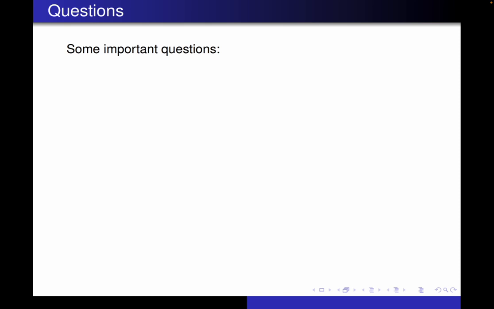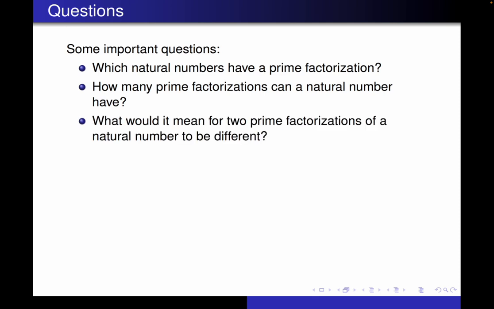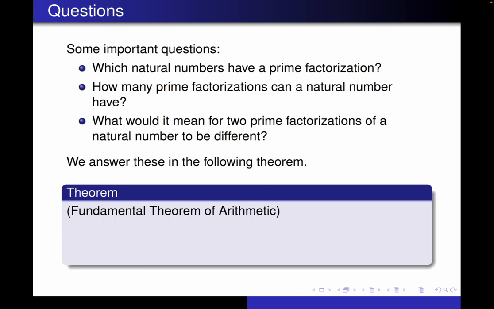So here are some important questions that we're going to ask. Which natural numbers are there that have a prime factorization? If you have a natural number, how many prime factorizations can it have? Can it have more than 1? And actually, a question we should ask before that one maybe is, if we did have 2 prime factorizations, what would it mean for them to be different? That sounds a little silly, but it turns out to be a little bit more subtle than it sounds. And we're going to answer all those questions in the following theorem that is called the fundamental theorem of arithmetic.